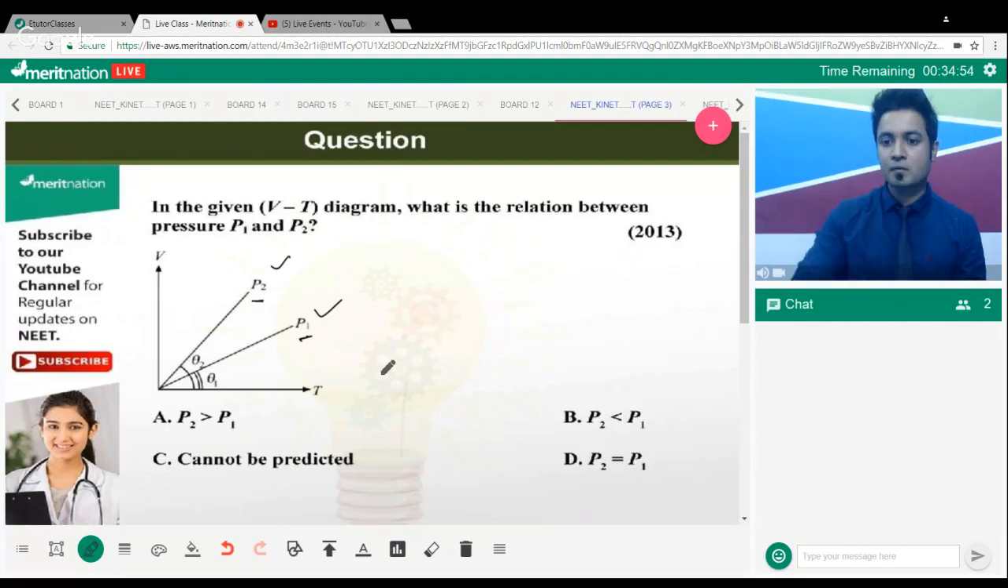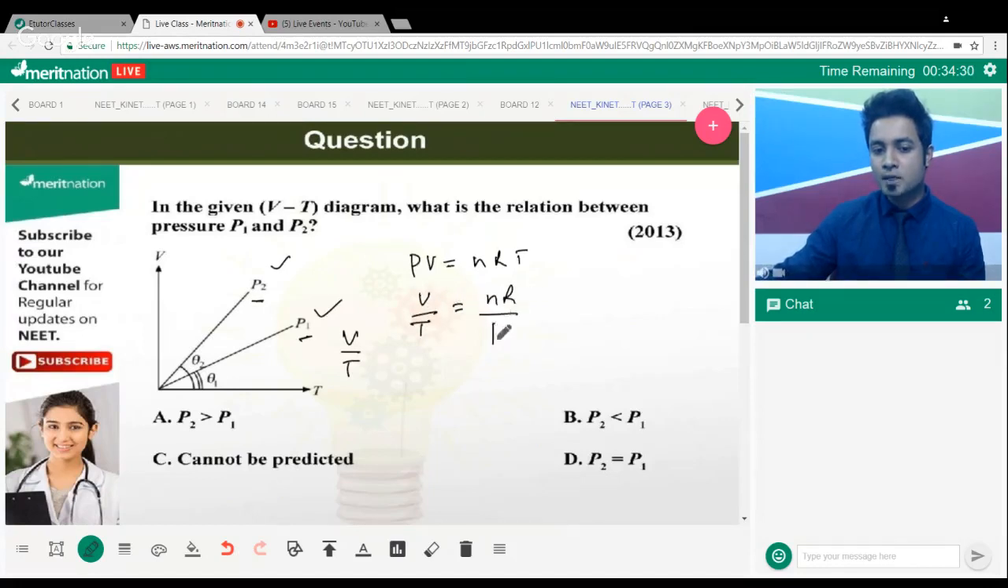I'm not seeing any answers in the chat box anyway. So guys, you know that this is the ideal gas equation, PV equals nRT, right? What does the slope represent? That is the slope of this curve representing V by T, right? So I need to just create V by T here. That is nR upon P. So the slope is inversely proportional to the pressure according to this equation.